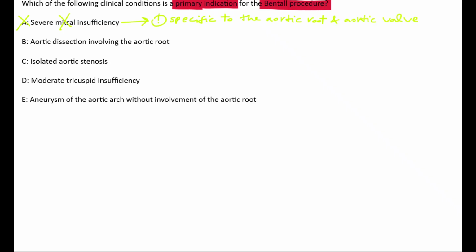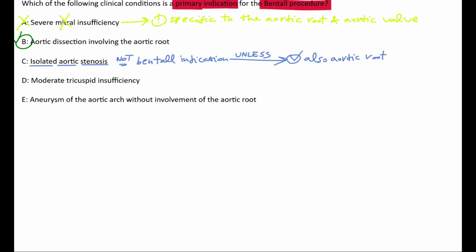B. Aortic dissection involving the aortic root. Yeah, that sounds about right. C. Isolated aortic stenosis. That may require aortic valve replacement, but not the Bentall procedure in itself, unless the aortic root is also involved.